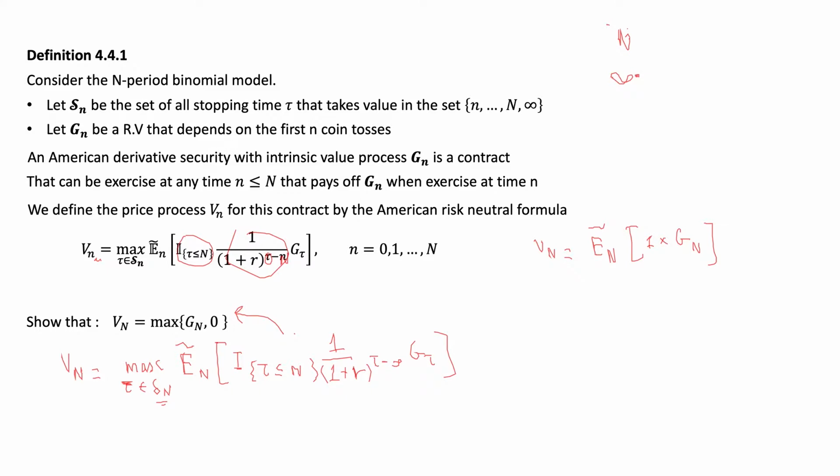Or we say we never exercise the option. So that means Vn can also be Vn, and then the indicator function here, since tau is plus infinity, is 0. So this is basically 0, right?